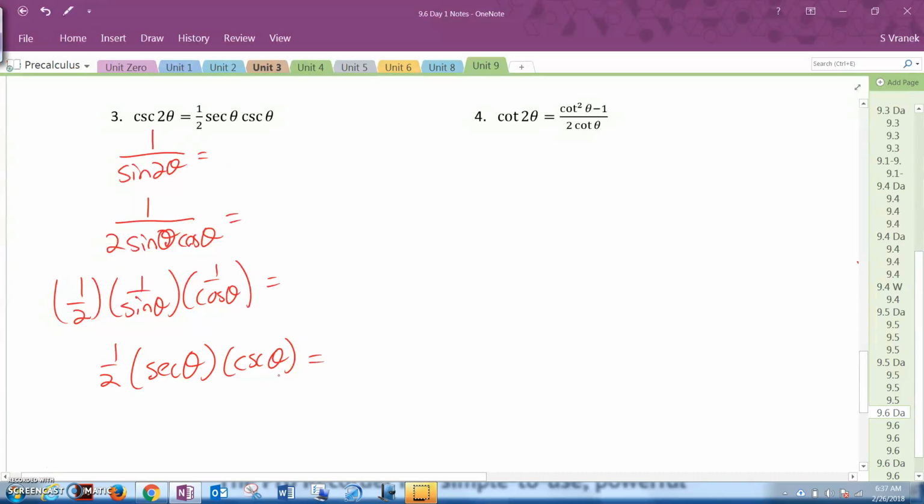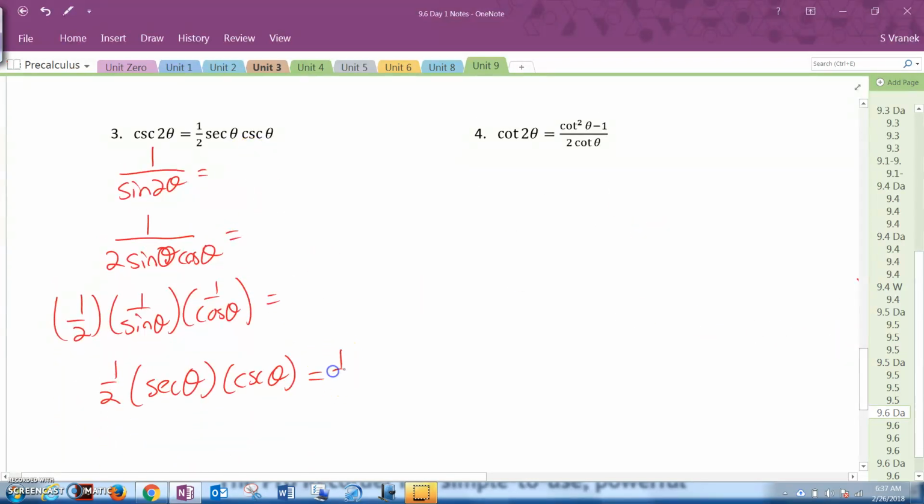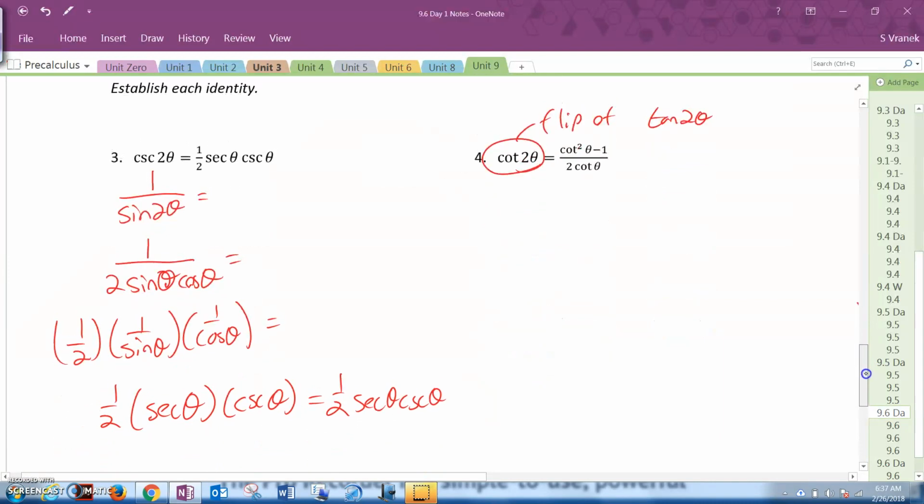Now this one's a little trickier. So this equals 1/2 secant theta cosecant theta. Alright. So this, we don't have a formula for, but this is the flip of tangent of 2 theta. So what I can do is just go right to the formula for tangent of 2 theta and flip it. So I could say that this is 1 minus tangent squared of theta over 2 tangent of theta. Now this requires a little bit of looking at it, because it's a very quick proof if you can see what you need. This is what I did.